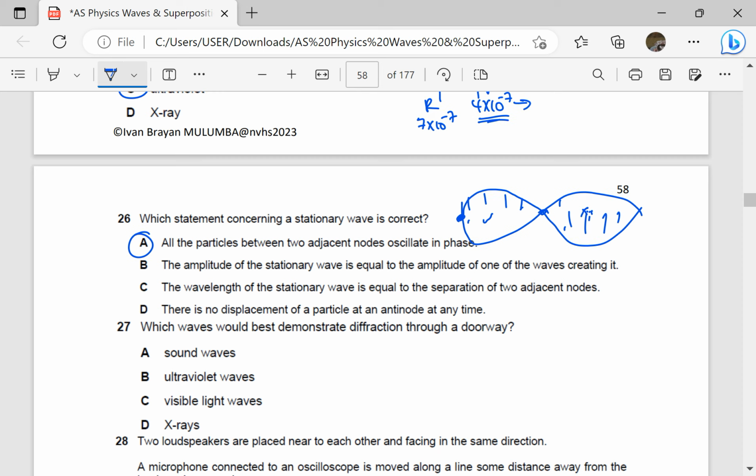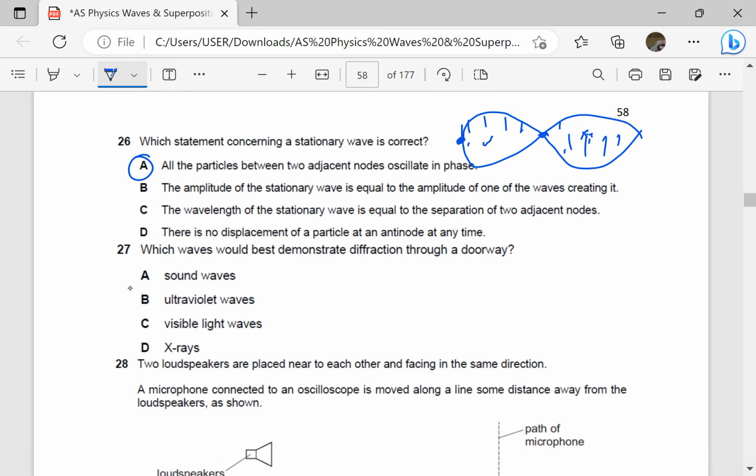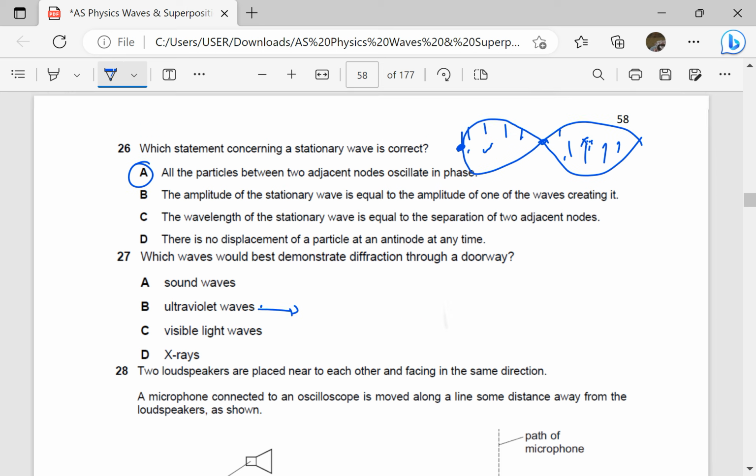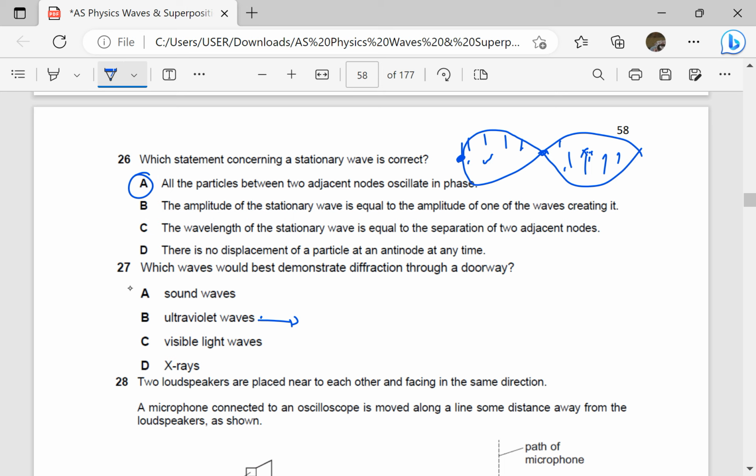Which waves would best demonstrate diffraction through a doorway? You look for waves of the longer wavelength because the doorway is relatively larger. So we have sound waves, and ultraviolet, which has a small wavelength of approximately 10 power negative 7 or negative 8. Visible light is between 10 power negative 7 and negative 8, which is very small. This one is around 10 power negative 12. So it means it is sound waves.